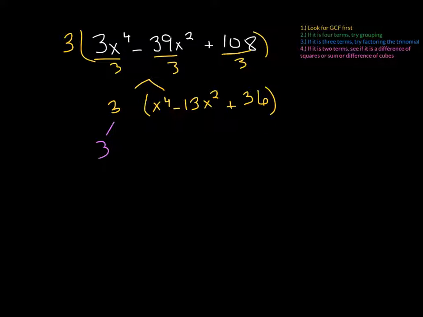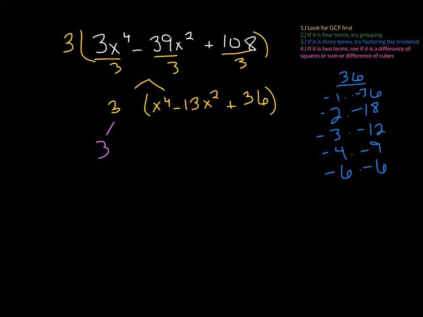So let's do a times c, which would be 36. It's positive, so our signs are the same, and they're going to both be negative since b is negative. So negative 1 times negative 36. Negative 2 times negative 18. Negative 3 times negative 12. Negative 4 times negative 9. Negative 6 times negative 6. And this right here gives me negative 13. So that's the set we want.